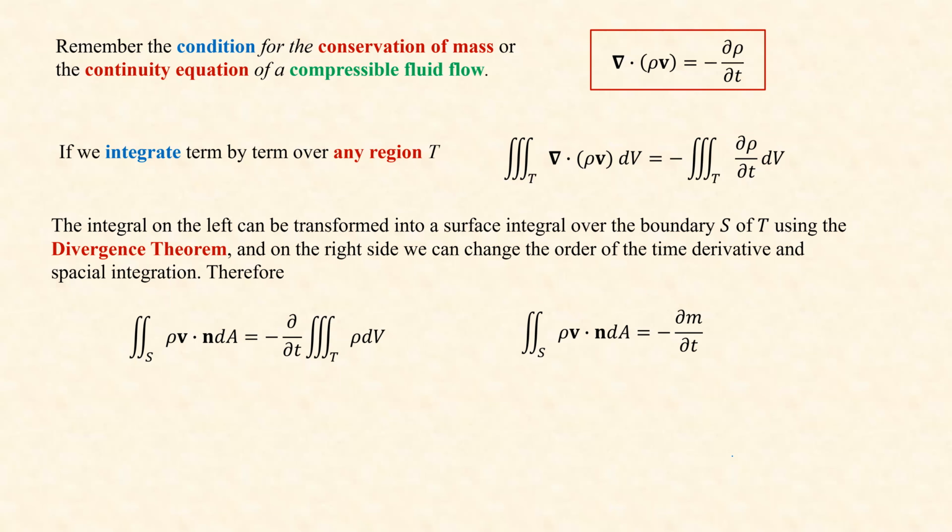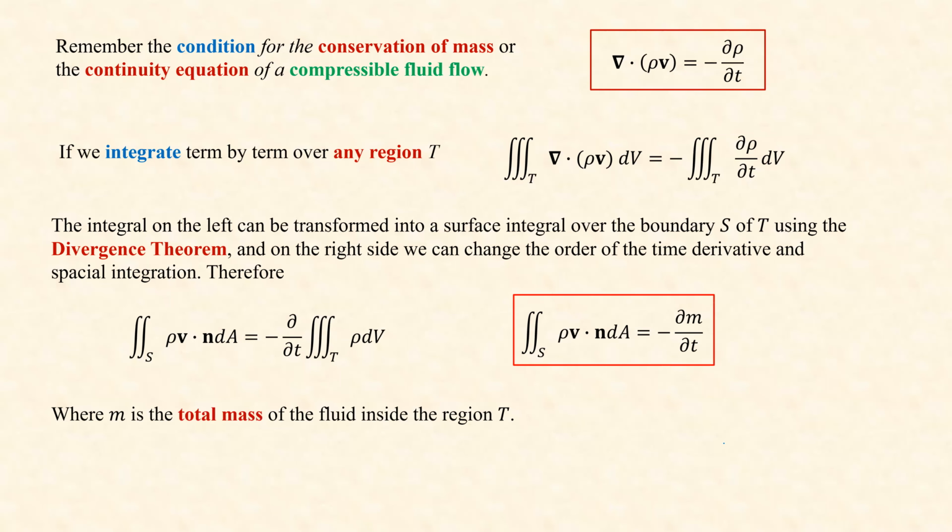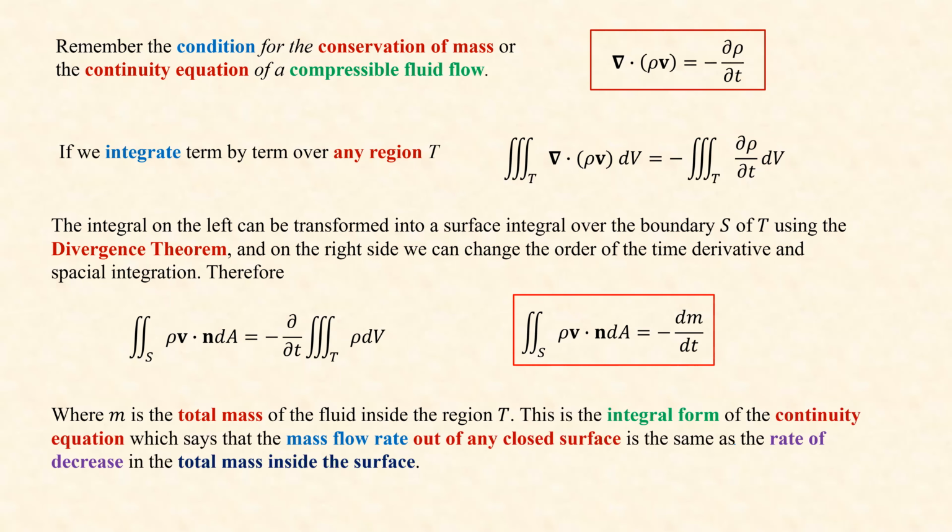So this is the same thing, but it's an integral form. M is the total mass inside the volume. This is the integral form of the continuity equation, which says that the mass flow rate out of any closed surface is the same as the rate of decrease in the total mass inside the surface.